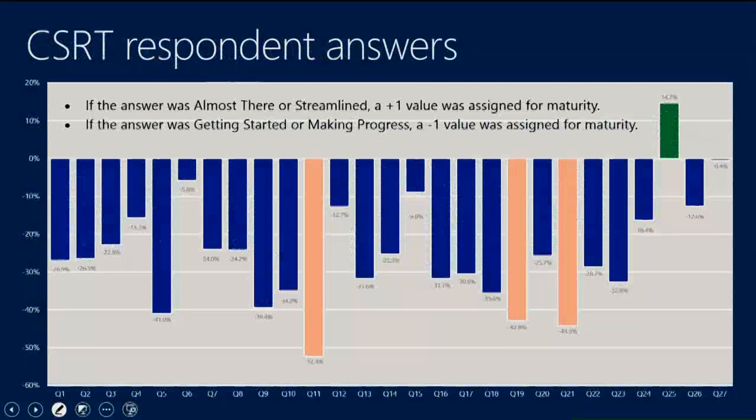So looking at that, one of the exercises we went through is looking at the 27 questions, and that's how we ended up with those two first slides just a couple ago. We provided a value of +1 on almost there and streamlined and a -1 on getting started and making progress.